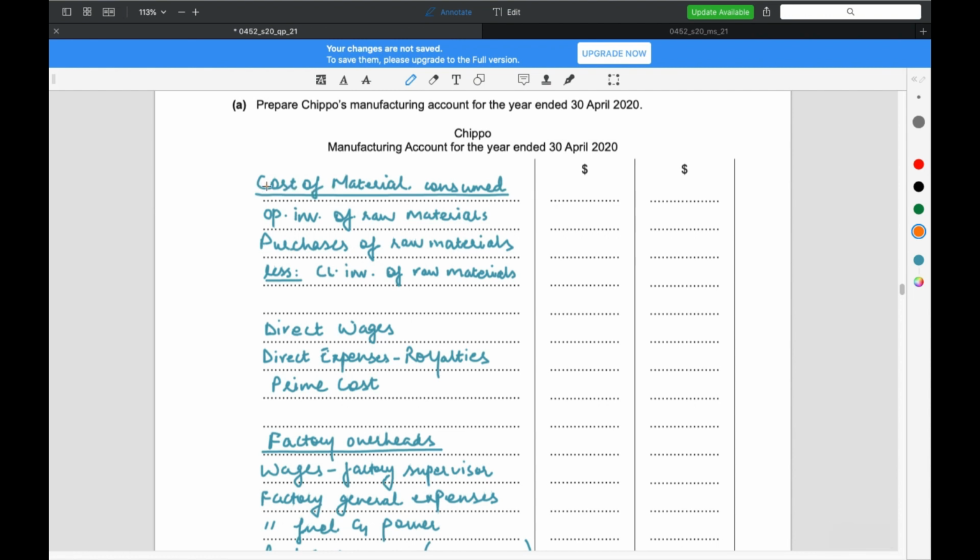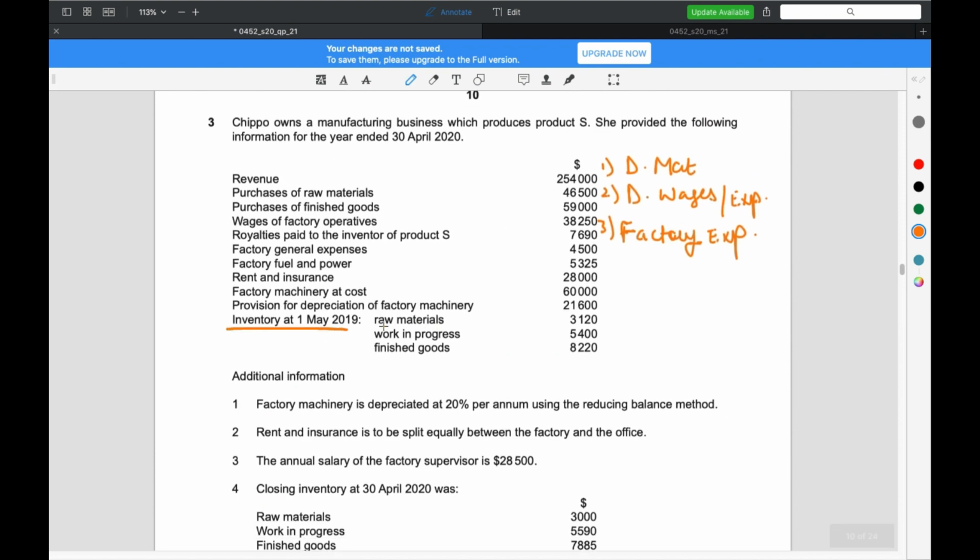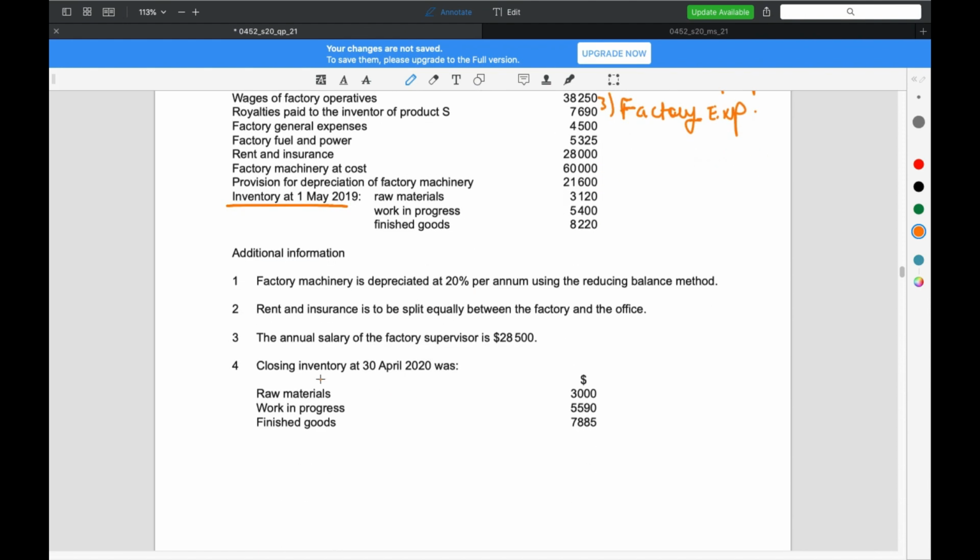So first off, like I said, we start with direct materials. So the opening inventory of raw materials. He's given you this. The opening inventories for raw materials, the work in progress, and the finished goods. So he's given you everything you need, as well as the closing inventory. Now one thing to notice here, he said that factory machinery is depreciated at 20% per annum using the reducing balance method. So this means that this is going to come in the overheads section of the manufacturing account, the factory expenses section.